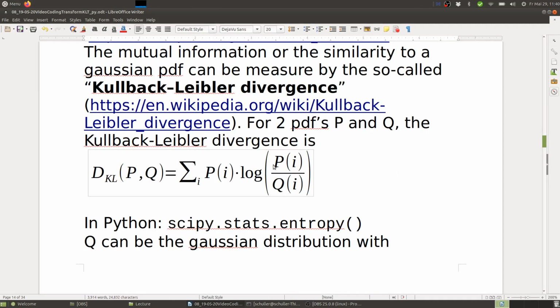And you can see it's not symmetric, because here we have P and then this log, so depending on if you have P here or Q, we get different results. So that also means the ordering of P and Q matters. But the good thing is the minimum stays the same. So the minimum of D(P,Q) is the same as D(Q,P), even though it's not symmetric around this minimum.